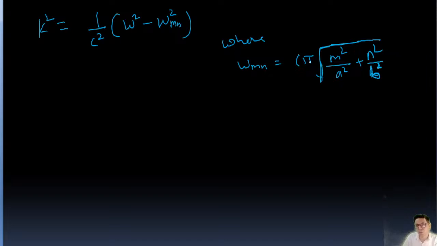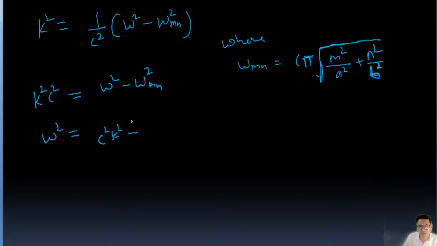Okay, so this is the value. Omega mn is c pi, where c is the velocity of light, c pi root m square upon a square plus n square upon b square. So from this value, k square c square equals omega square minus omega mn square. So from here, omega square is going to be c square k square plus omega mn square. So we'll find the value of omega mn.